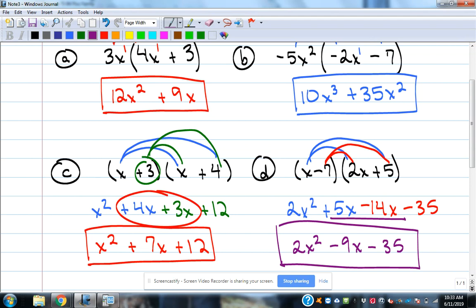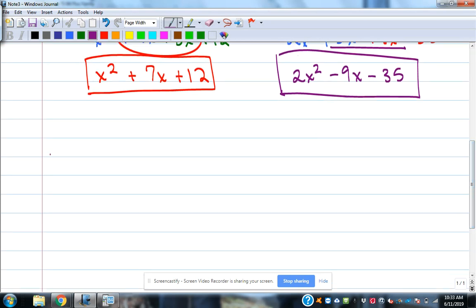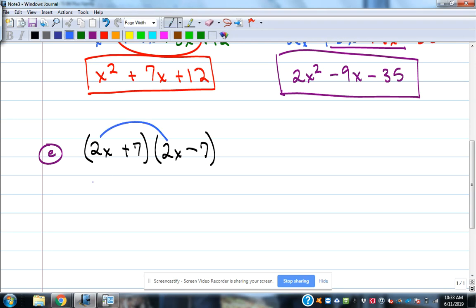So let's do this one. Nice, neat one. 2x plus 7, parentheses 2x minus 7. So they look very similar. One has a plus sign in the middle, one has a minus sign in the middle. But it's still binomial times binomial. So I'm just going to do distributive property. It's nothing out of the ordinary happening until we get to the end.